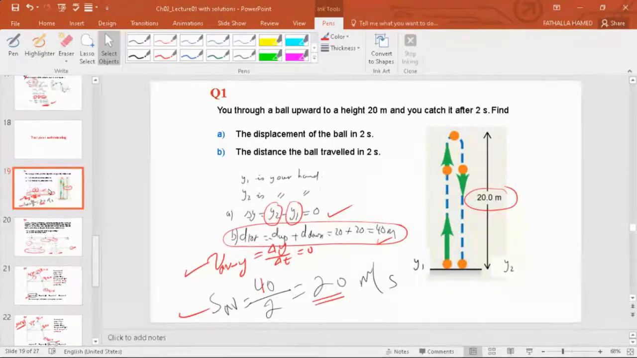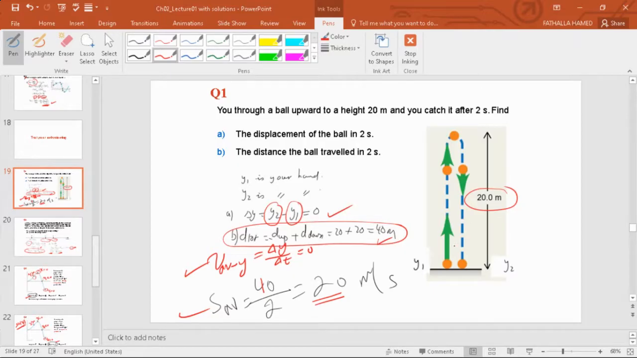Let's deal with some questions here. You throw a ball up to a height of 20 meters. You catch it 2 seconds later. You catch it, that means it comes back. So it's one-dimensional motion. But you throw things up, so we're going to use this as the y-axis. Remember, we talked about the x-axis. That's the y-axis now.